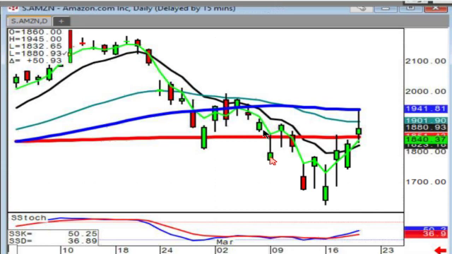Yeah, a spinning top just has a little bit bigger body. A doji, usually the true doji opens and closes right at the same level, and a spinning top just has a little bit of a body. But they both represent the same thing, indecision between the bulls and the bears.